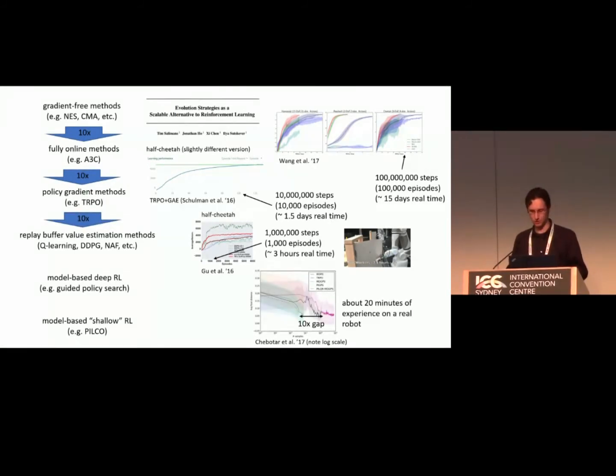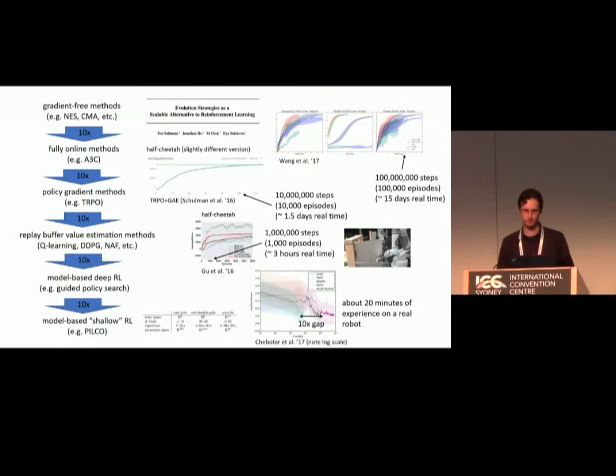Model-based algorithms tend to take on the order of about 20 minutes of real time. Of course, they also introduce some additional assumptions, so you have to be wary of that. And then shallow reinforcement learning algorithms, of course, tested on different tasks, take even less than that. On simpler tasks, they can be as few as a couple of minutes or even less than a minute. So there are big differences in sample efficiency between these different methods.